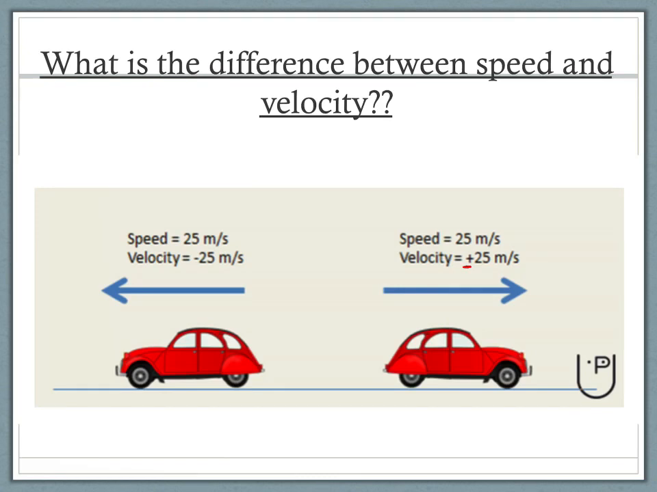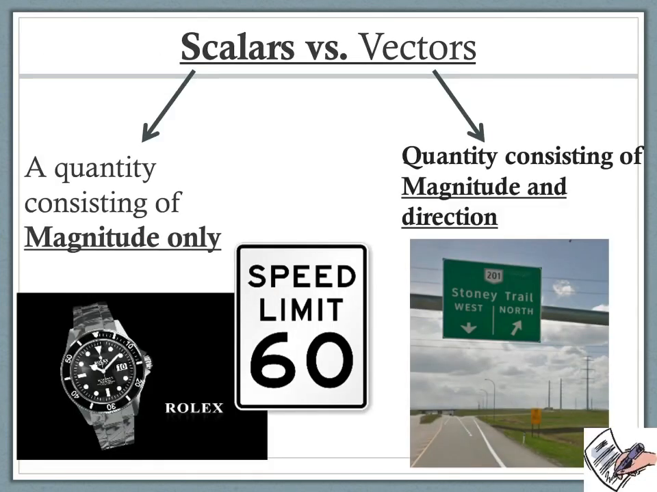What do you think that positive is there for? Well, to give you another hint, if it's actually going to the left here, its speed is still just 25 meters per second, but its velocity is negative 25 meters per second. So what do you think that positive and negative is telling you? It's telling you the direction, and that is the difference between speed and velocity. Velocity is all about the direction it's going plus how fast it's going. Okay, and so that's what we call a vector.